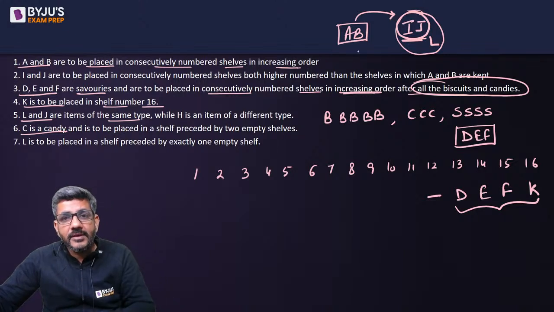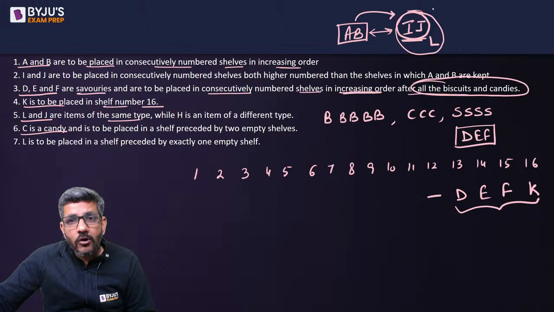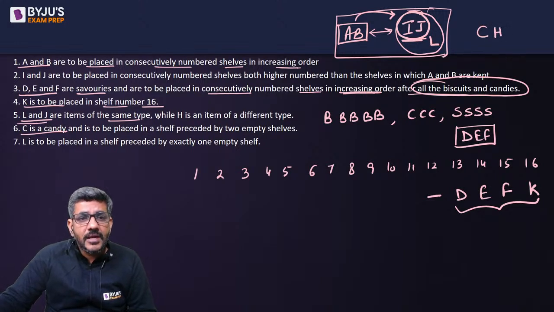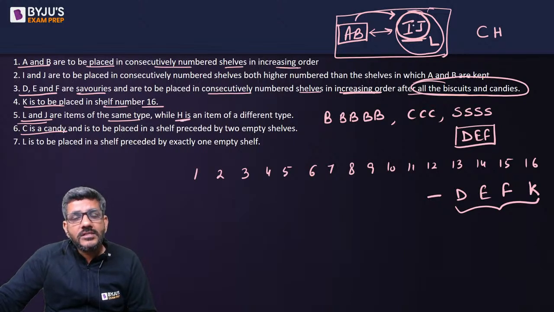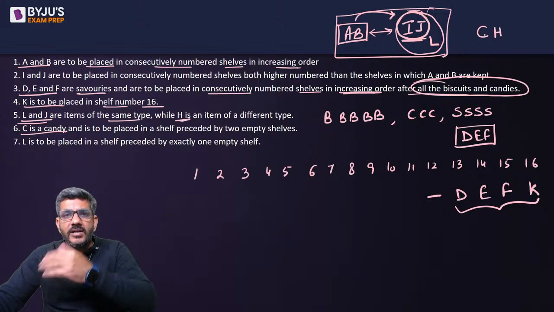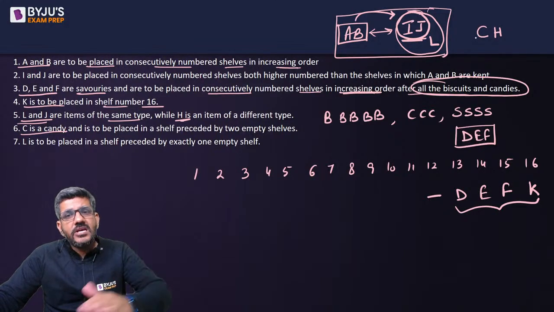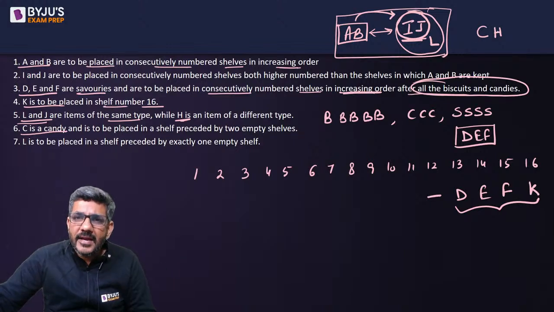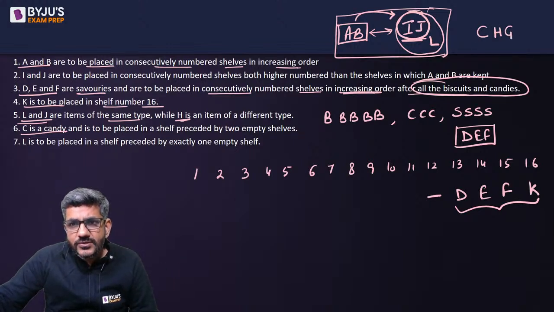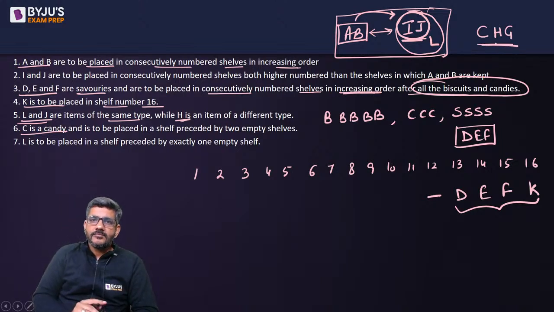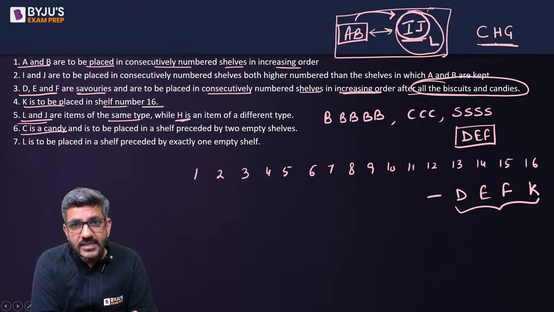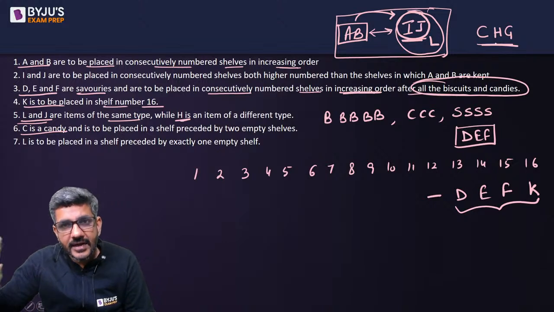So ultimately this means AB, IJL, they all are of the same type, and C is a candy which is of a different type. Of course, H would also be of a different type because L and J are of the same type, H is different type. So when L and J are of one type, H becomes a different type. This means C is a candy, H is a candy, AB, IJL are biscuits. Now one more candy is left, I think that is G. So G should also be a candy according to this. AB, IJL are biscuits and C, H and G are candies now.